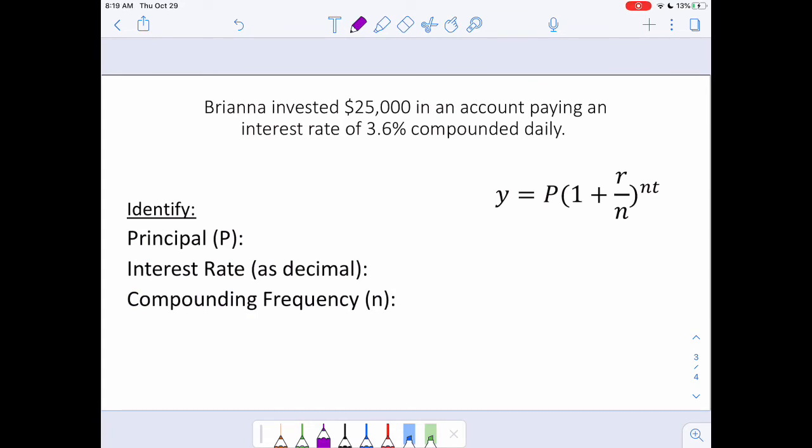Brianna invested $25,000 in an account paying an interest rate of 3.6% compounded daily. All right, so my principal, my initial value is $25,000. My interest rate written as a decimal is 0.036. And my compounding frequency is 365 because it said daily. So I can set up my equation.